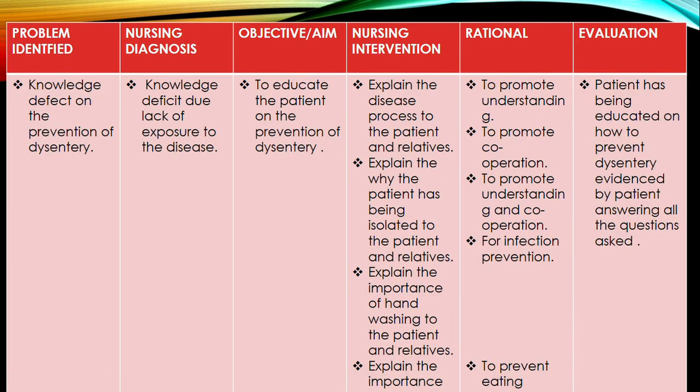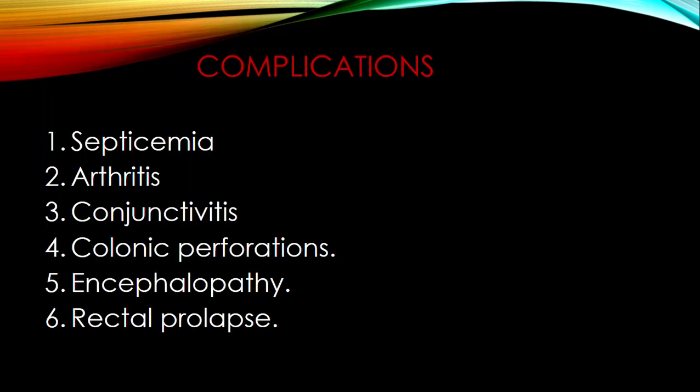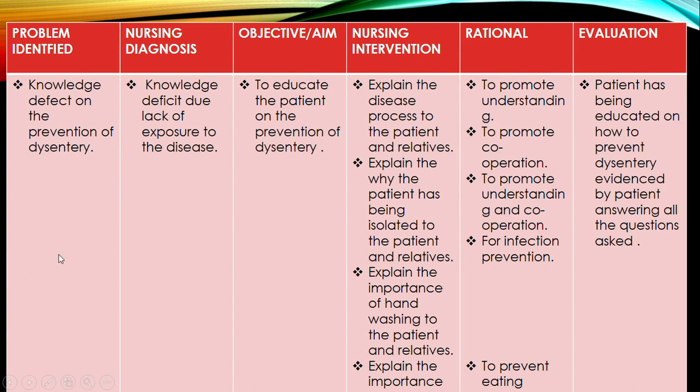So the other one is the knowledge deficit on the prevention of dysentery. The patient won't have any knowledge about how to prevent dysentery. So our nursing diagnosis is that the patient does not know how to prevent dysentery because they are not exposed to this disease. So our aim is that we want to educate our patient on how to prevent dysentery together with the family members. Our nursing interventions are that we have to explain the disease process to the patient and relatives to promote understanding.